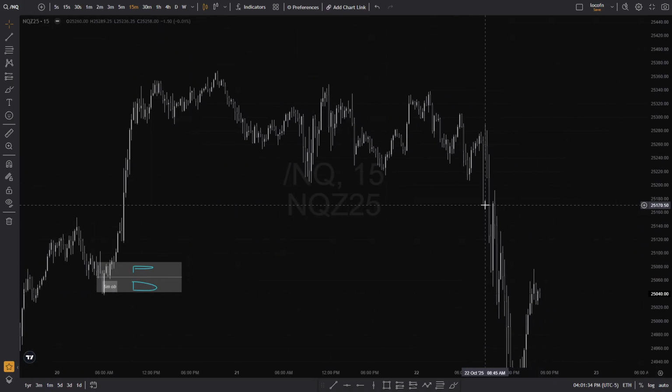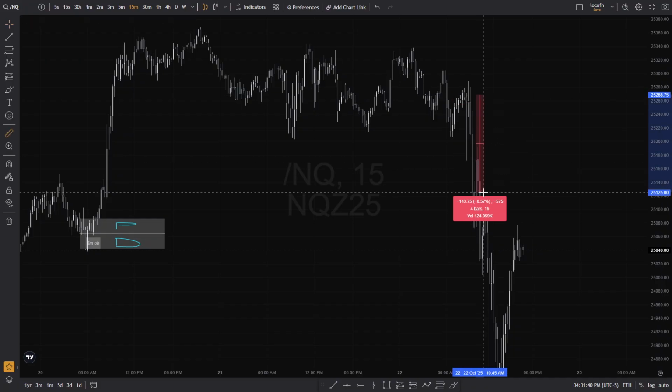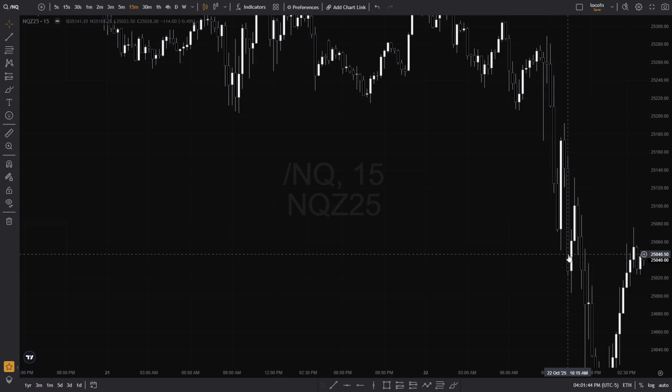Market open was right here. So this one candle alone was basically 100 points. And then we continue to dump. So I wanted to find an entry which caught me this candle here, the little bottom of it. That's crazy.